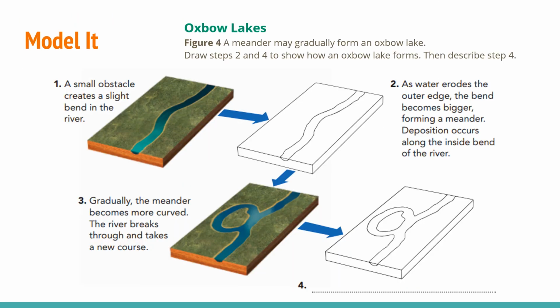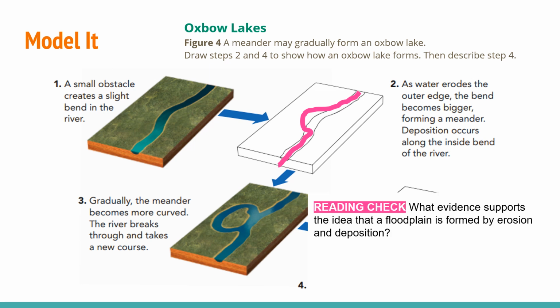So now we're going to do this model it, an oxbow lake. So a meander may gradually form an oxbow lake. Draw steps 2 and 4 to show how an oxbow lake forms, then describe step 4. So at 1, we have a small obstacle which creates a slight bend in the river. As water erodes the outer edge, the bend becomes bigger, forming a meander. Deposition occurs along the inside bend of the river. So it's going to look something like this. Then gradually the meander becomes more curved, the river breaks through and takes a new course. And finally, the meander is cut off from the river.